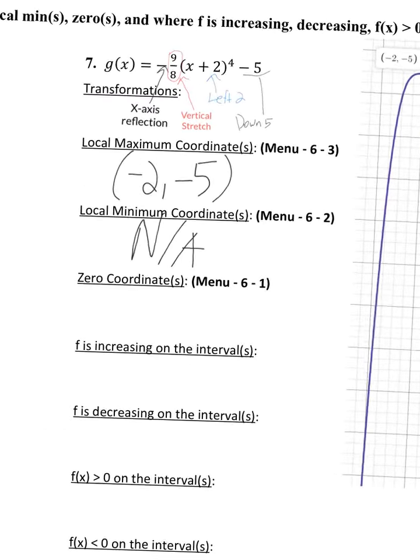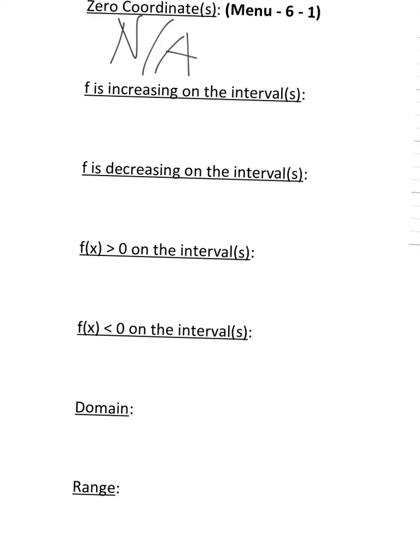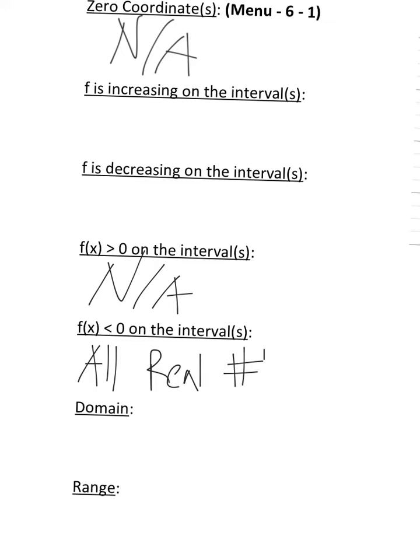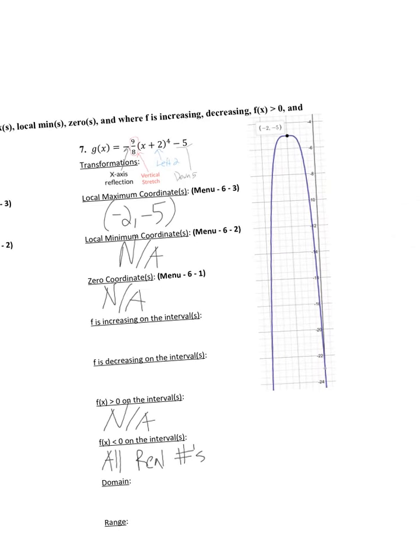So the zeros, there are no zeros either because this one went below the x-axis, and so f of x is greater than 0, that doesn't happen either. And then less than 0, that would be all real numbers, because every number that you plug into that function would get you a number less than 0. So yeah. So kind of funny how that worked out.